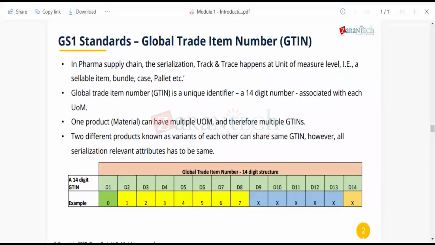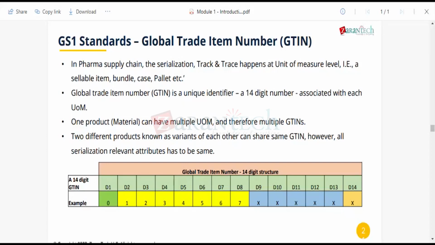Sorry, it was breaking in between. You said there is a GTIN, and for the same GTIN we are having two materials, one in one ERP system and another in another ERP system. Yeah, okay, continue from there. Correct.